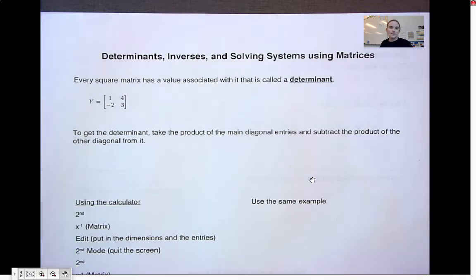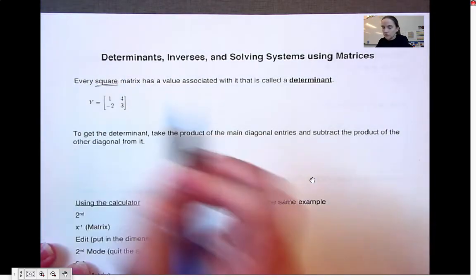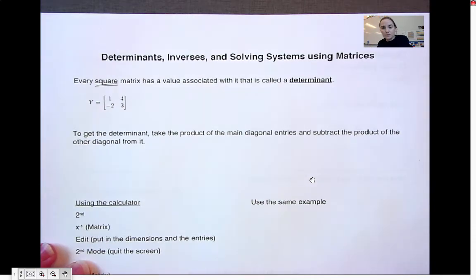Hi guys! In this video we're going to talk about determinants, inverses, and solving systems using matrices. First of all, let's talk about what a determinant is. Every square matrix, just the square ones, has a value that is called the determinant. And all we want to do is figure out how to find the determinant, okay?